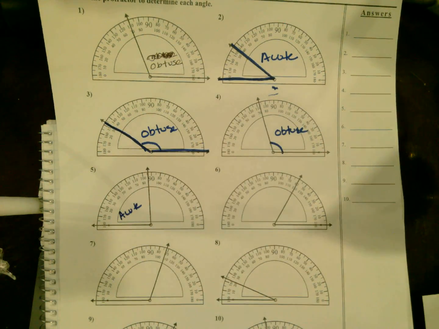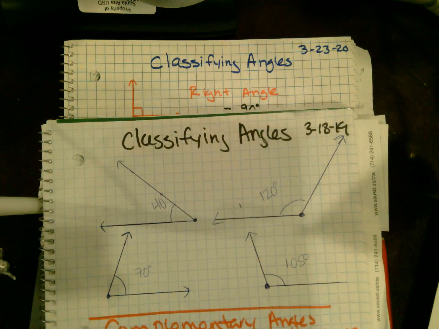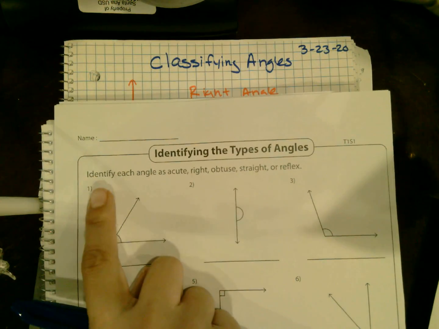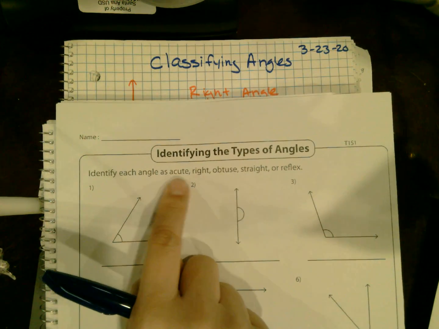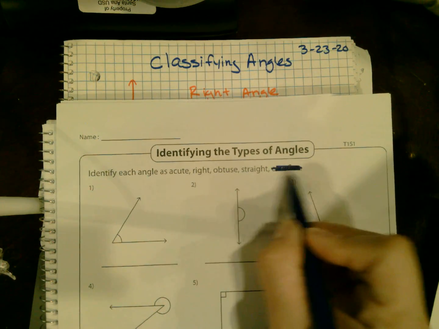All right. Now, let's see this one. It says here, identify each angle as acute, right, obtuse, straight, or let's not talk about that.